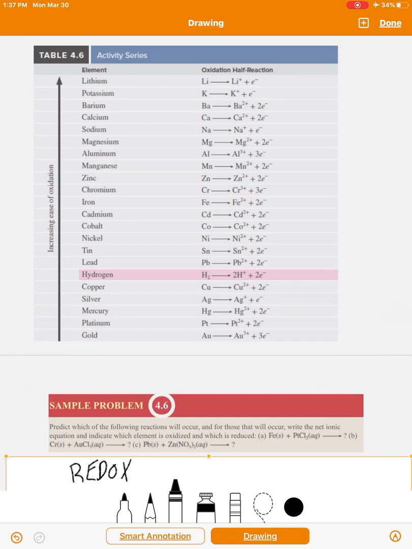It also shows you an order of increasing ease of oxidation, meaning the higher up an element is, the more easily it is oxidized. And notice oxidation is always the symbol for the metal converted into the product, which is the charge, the cation, meaning it's lost electrons. Okay? So here's the logic behind this. If a metal is higher in the chart, it's more easily oxidized.